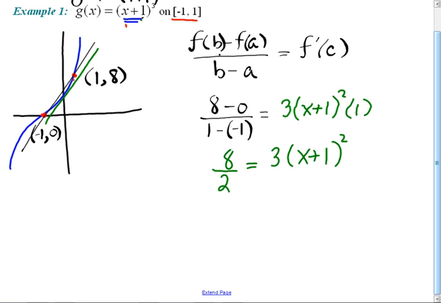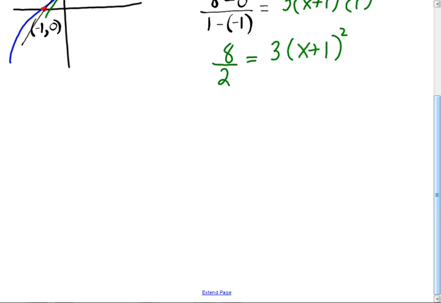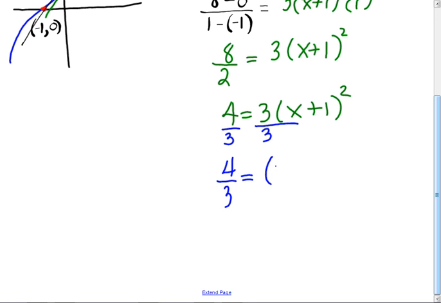I'm going to show you a little trick here. Are you ready? I don't want to square that out. I don't have to. What I'm going to do is isolate the squared term. I'm going to divide by 3. So I'm going to get 4/3 is equal to x plus 1 squared.